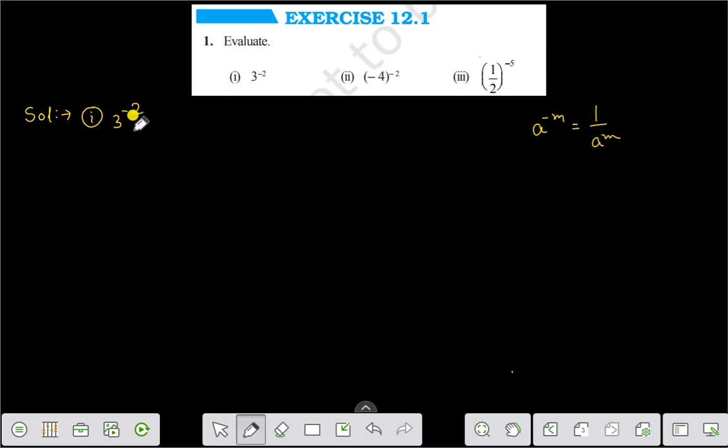Therefore, we can say 3 to the power minus 2 is equal to 1 by 3 to the power 2. That can be written as 1 by 3 into 3. Therefore, we are getting 1 by 9. And that is the answer.